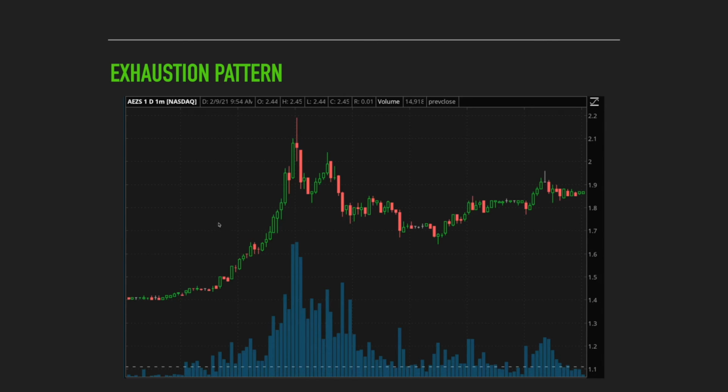And the same is of course true for the other side of the spectrum. If this happened to be a stock that was trending downwards and then started to really sell off to the downside with a big spike in volume, that would be known as seller exhaustion.